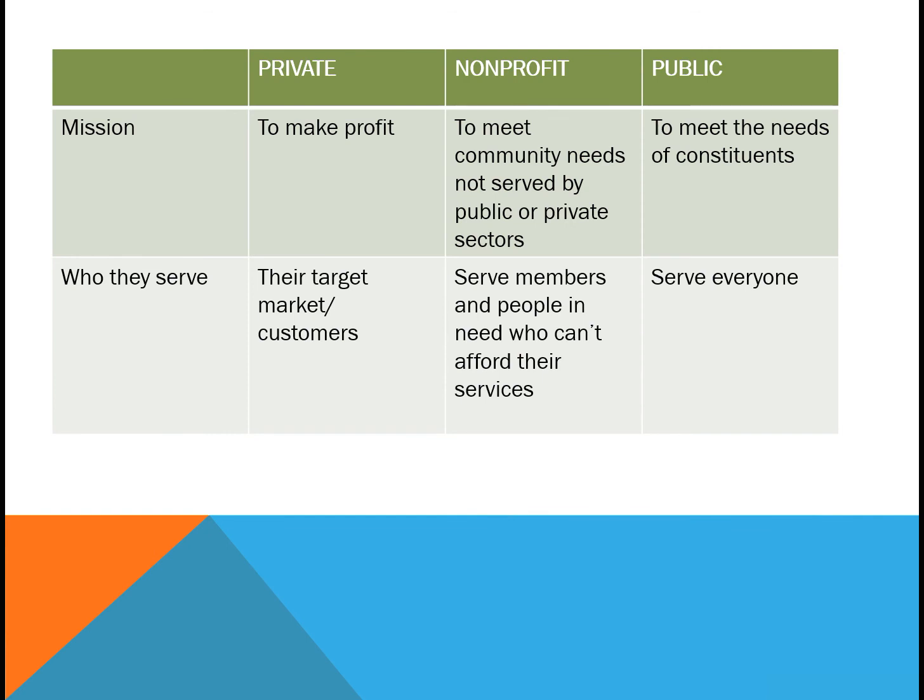So obviously the mission of the three sectors is different. In the private sector, it's to make profit. In the not-for-profit sector, it's to meet community needs, specifically needs that are not served by the public or private sectors. Whereas in the public sector, the mission is to meet the needs of the constituents and more to address the community as a whole.